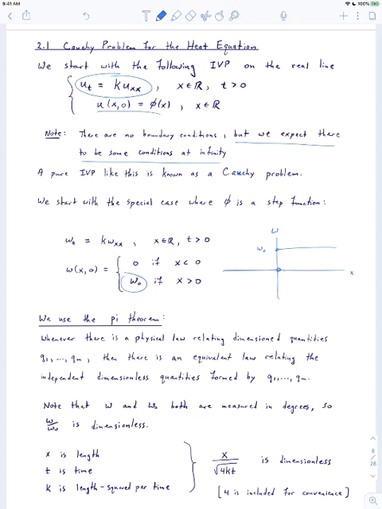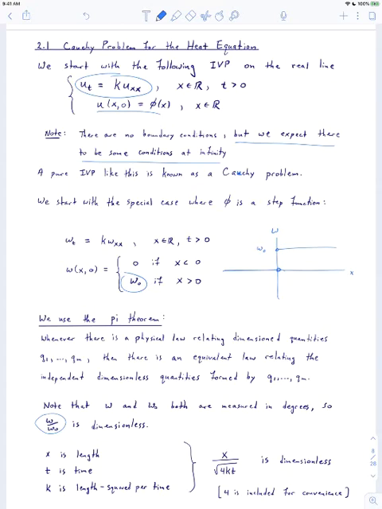So we use what's called the pi theorem. Whenever there is a physical law relating dimensioned quantities, q1 to qm, then there is an equivalent law relating the independent dimensionless quantities formed by q1 up to qm. So let's actually apply it in this case to see what we have in mind. So we know that w and w sub 0 both are measured in degrees, so w divided by w0 is dimensionless. So that means that we expect that we can relate this ratio, w to w0, to some other relationship using the other variables.